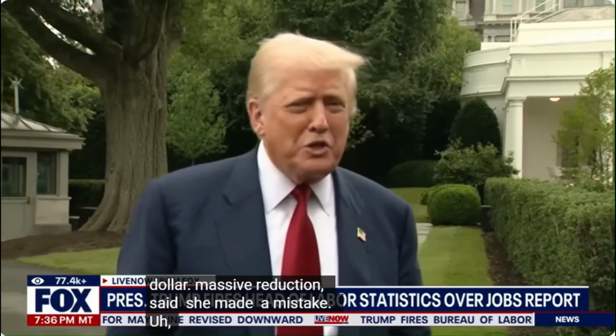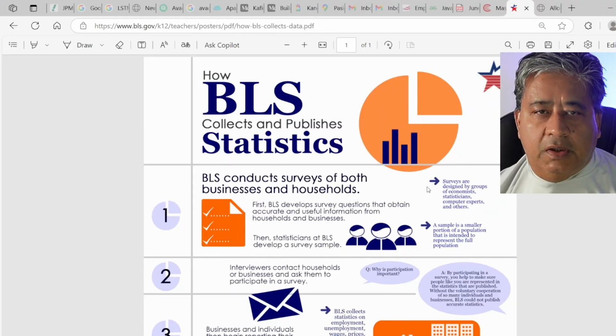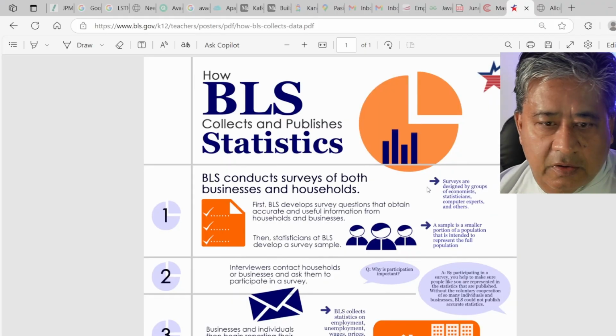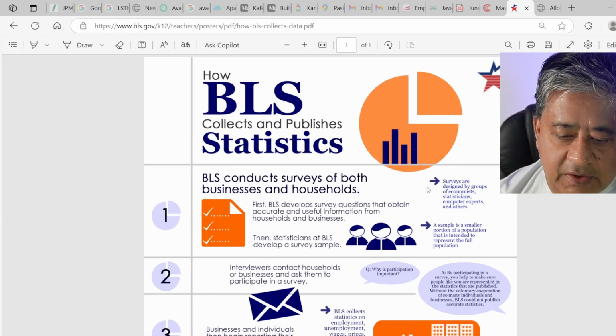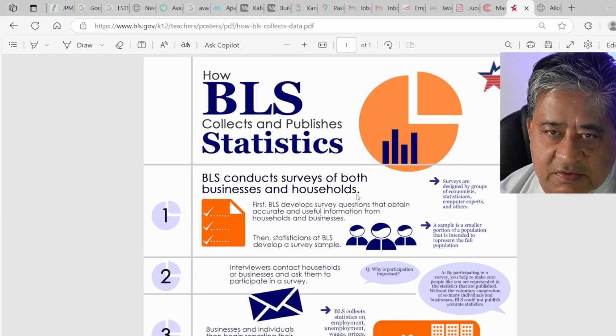Now we will go through in detail a little bit about the overall data collection process from Bureau of Labor Statistics. Now let's talk about how Bureau of Labor Statistics collects and publishes statistics.